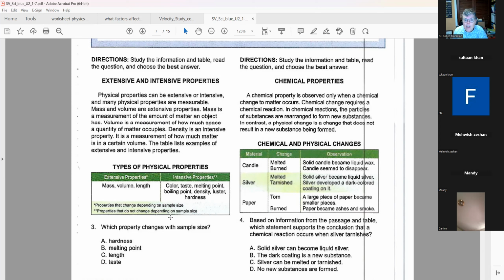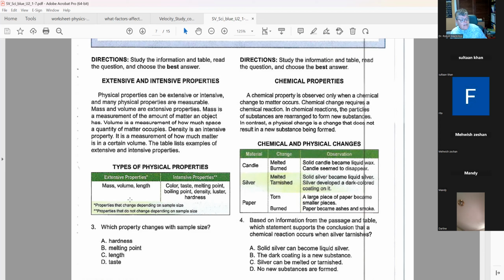Oh, and this is another example of footnotes. Look right down here. The one asterisk is up here with extensive properties, properties that change depending on sample size. Or the double asterisk, properties that do not change depending on sample size. So we want to know which one changes with sample size. That means it's going to be something within extensive properties.